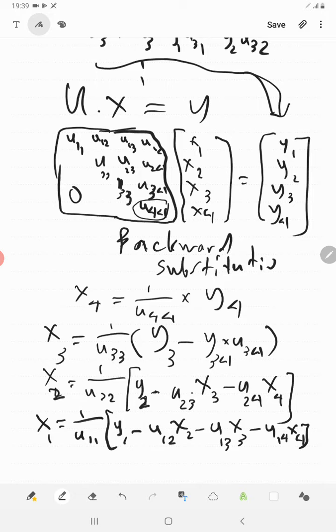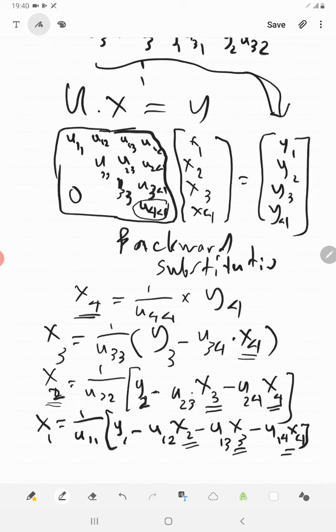Let's correct this, there's a mistake here. It is y3 minus u3,4 times x4. We know x4, so first we determine x4, then we come to x3, where we need x4. When we calculate x2 we need x3 and x4. And to finally calculate x1, we need all of them, x2, x3, and x4. So that's the last step of the substitution.